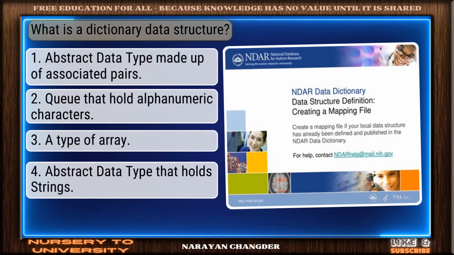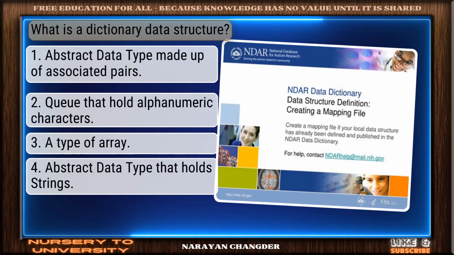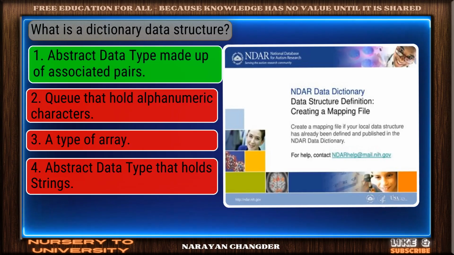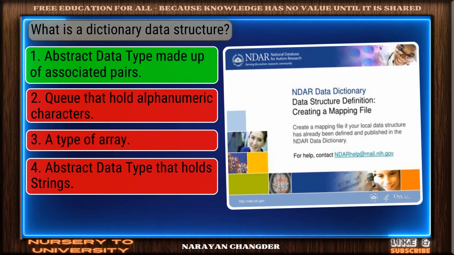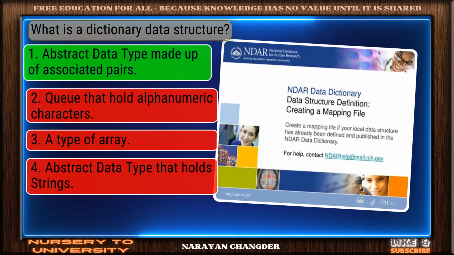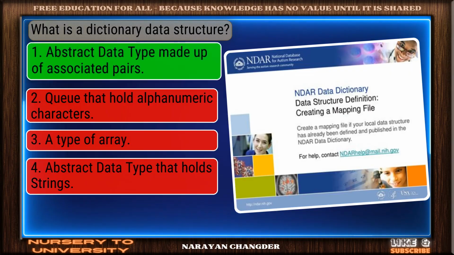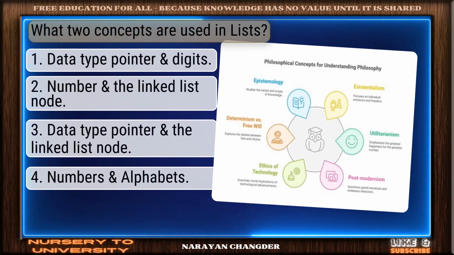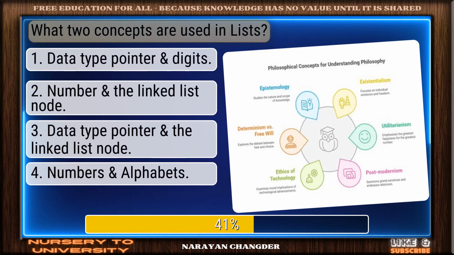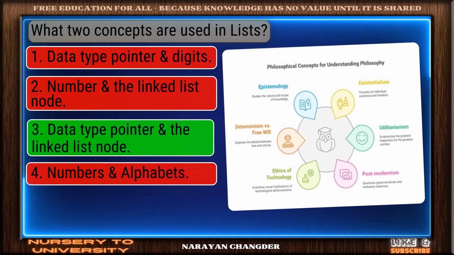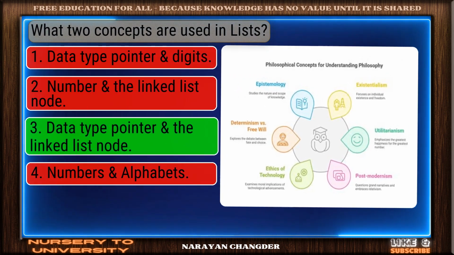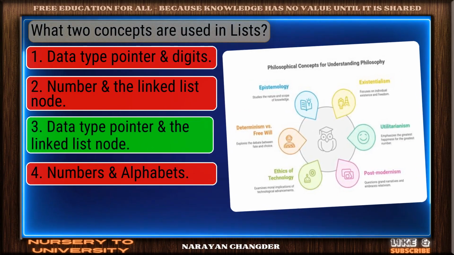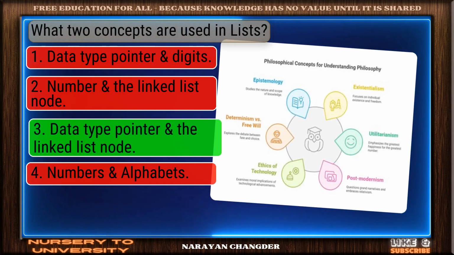Question number 7. What is a dictionary data structure? Smart move. Abstract data type made up of associated pairs is an accurate answer. Question number 8. What 2 concepts are used in lists? Excellent choice. Data type pointer. And the linked list node is the right answer.